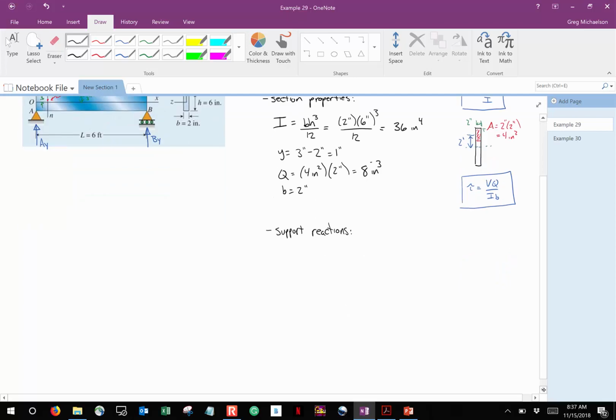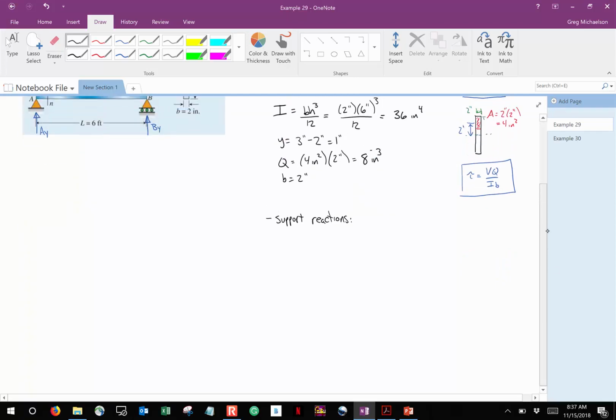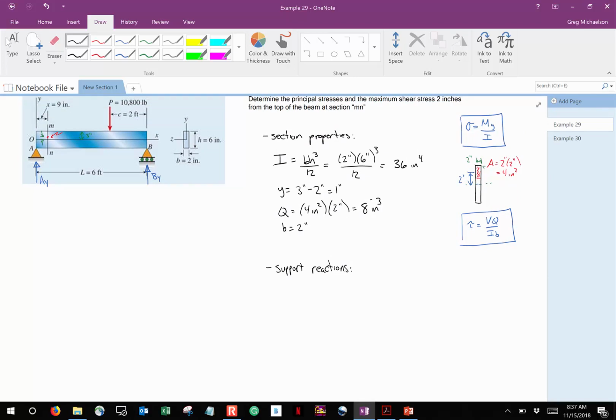So what I'll do is I'll say, let's go ahead and compute support reactions. Okay, that's pretty good there. So to compute support reactions, what I'll do is sum moments at A in order to determine the reaction at B. So sum moments at A. Okay. So we have Ay. We're not going to see any moment contribution from Ay. We're going to have our load, 10,800 pounds, acting clockwise at a moment arm of 4 feet.